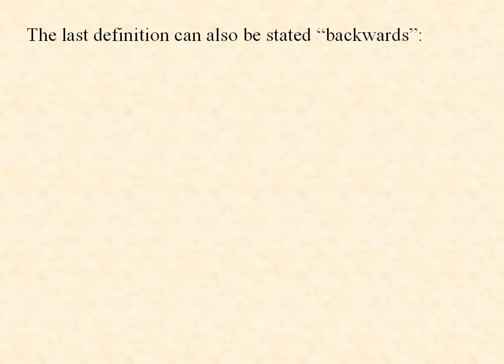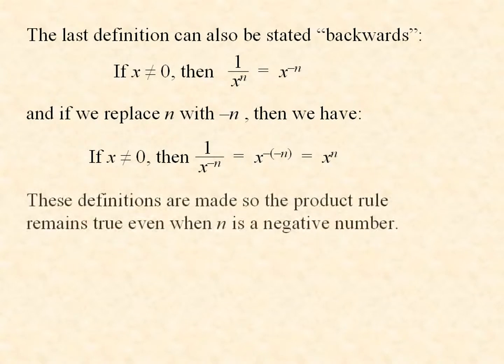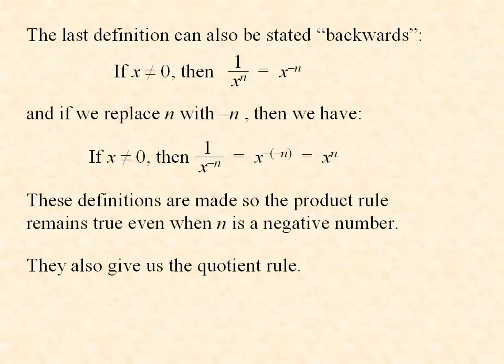The last definition can also be stated backwards. If x is not 0, then 1 over x to the n is x to the negative n. And if we replace n with negative n, I should say the opposite of n, then we have, if x is not 0, then 1 over x to the opposite of n is x to the opposite of the opposite of n, which gives us x to the n. These definitions are made so the product rule remains true even when n is a negative number. They also give us the quotient rule.